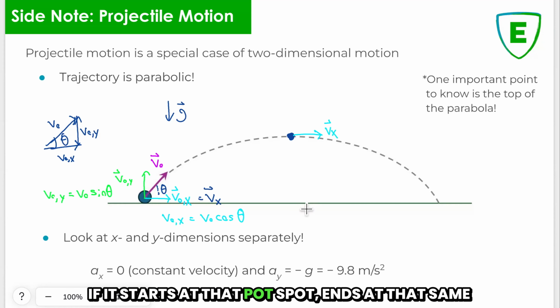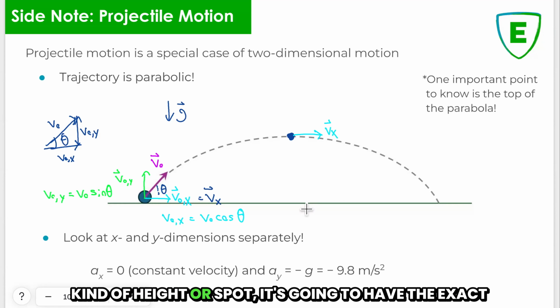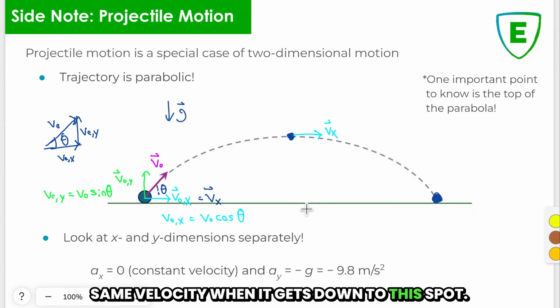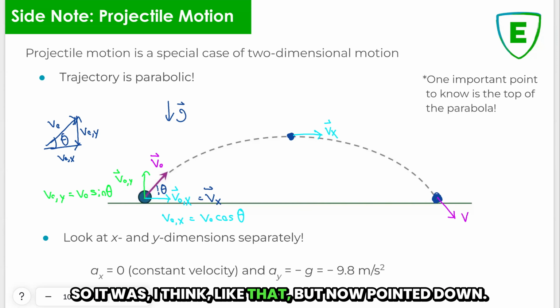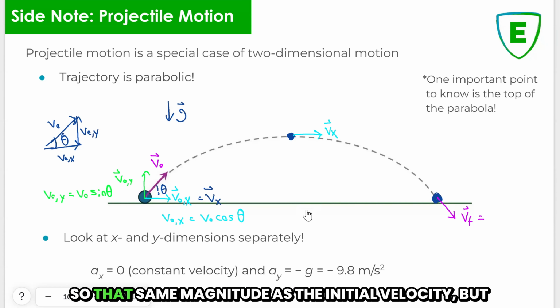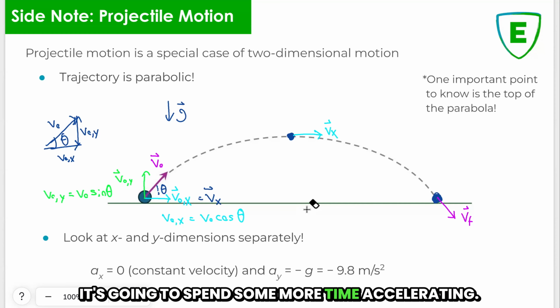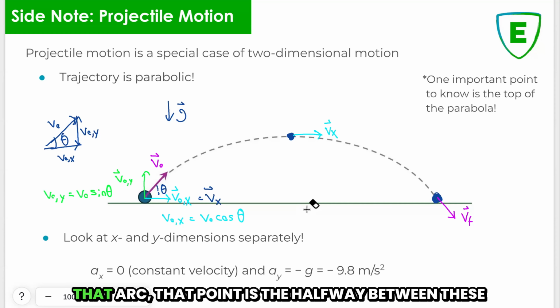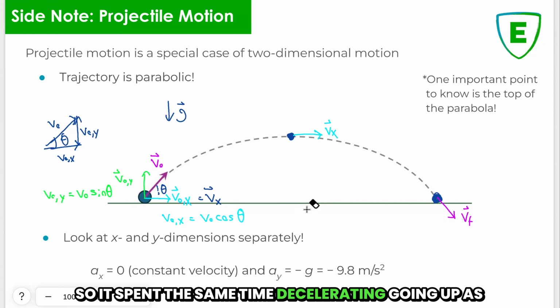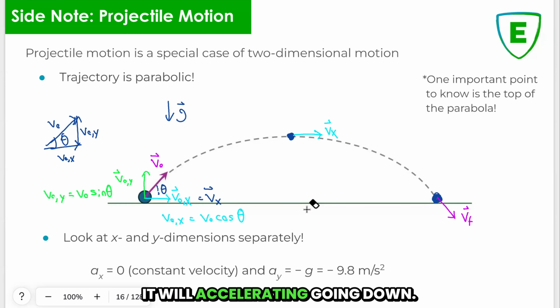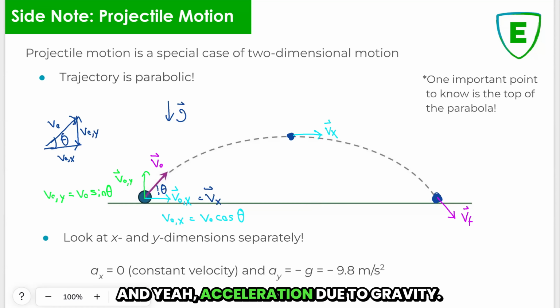If it starts at a spot and ends at that same height, it's going to have the exact same velocity when it gets down to this spot. So it was like that, but now pointed down: the same magnitude as the initial velocity, but now going downward. If it fell off a cliff, that wouldn't be true because it's going to spend some more time accelerating. That point at the top is the halfway point between these two. So it spent the same time decelerating going up as it will accelerating going down. So the speed becomes the same. And yeah, acceleration due to gravity.